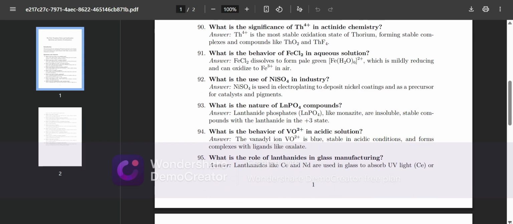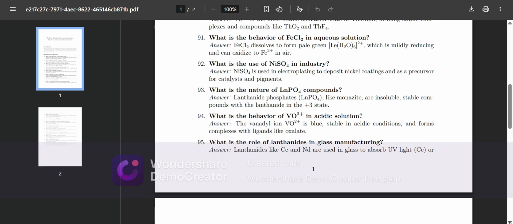What is the behavior of FeCl2 in aqueous solution? FeCl2 dissolves to form pale green [Fe(H2O)6]2+, which is mildly reducing and can oxidize to Fe3+ in air. What is the use of NiSO4 in industry? NiSO4 is used in electroplating to deposit nickel coating and as a precursor for catalysts and pigments.